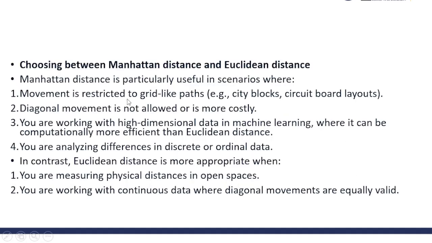Manhattan distance makes sense if I am looking for grid-like paths like city blocks, circuit board layouts, where diagonal movement is not allowed. Euclidean distance is more like physical distances. So let's say if I'm looking for Google Maps, then I would consider something like a Manhattan distance. But let's say if I'm looking for drones, then I would consider Euclidean distance.